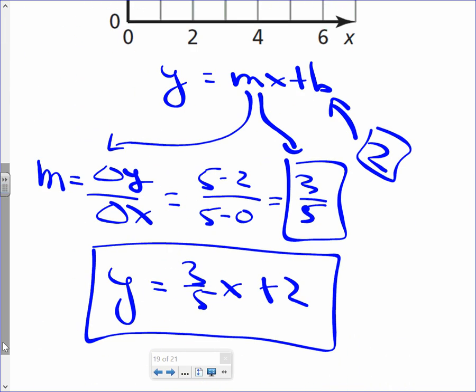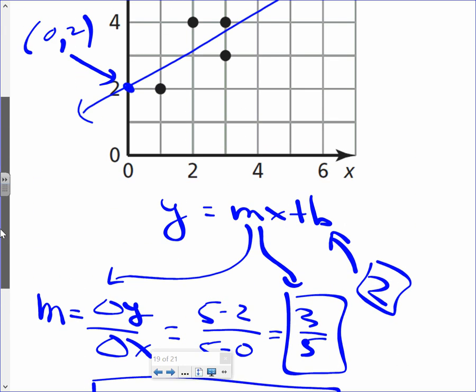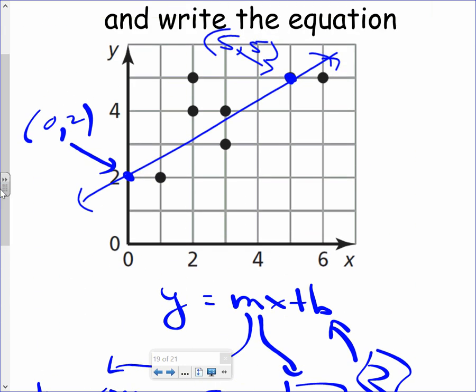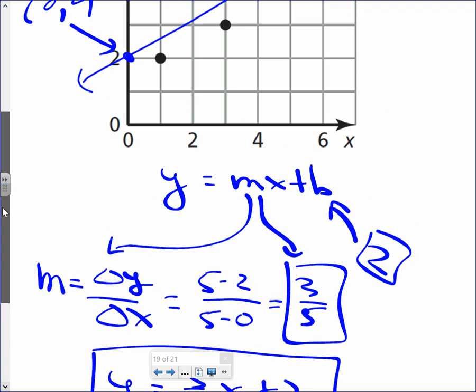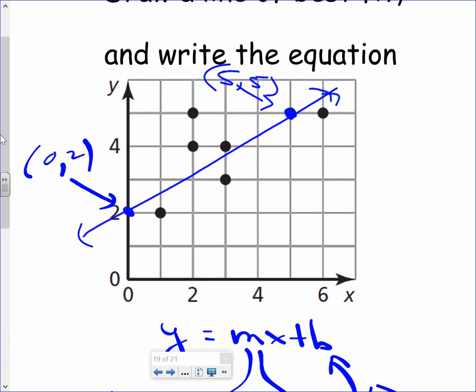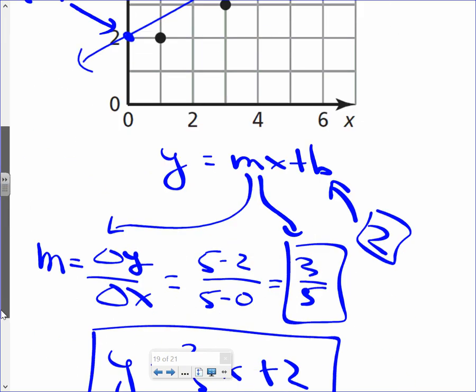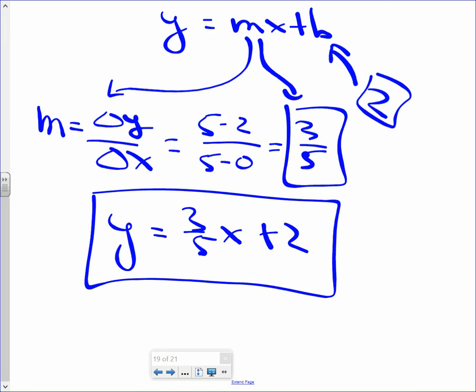Now the cool thing about this, once you have the equation, you can predict the future. If you want to know approximately what would be the y value if x is 100, all you got to do is replace x with 100 here and figure out what the y value would be. What would the y value be according to this trend if x was 1,000? Way out here. Where would the y value be approximately? Well, just replace x with 1,000. You can figure out the y value.